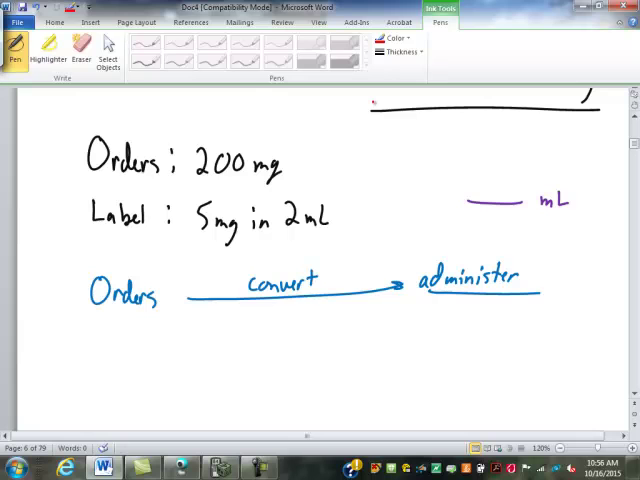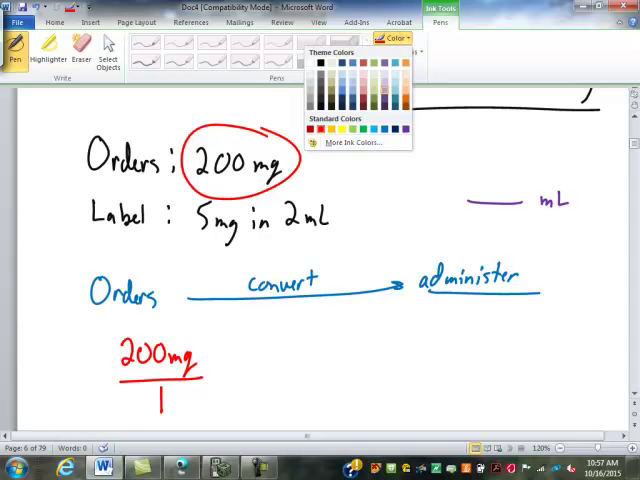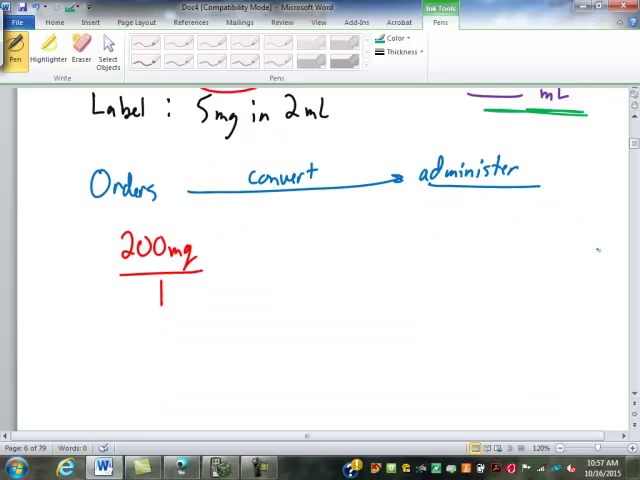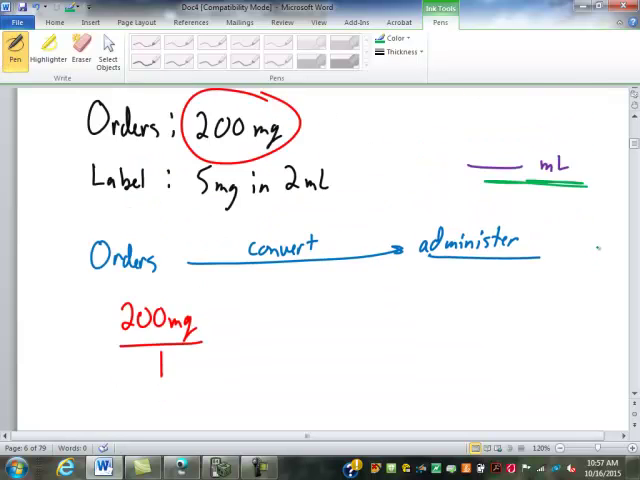Now the doctor's orders may already be a rate or a ratio. If not, we turn them into a ratio or turn them into a fraction by simply putting them over 1. In this case, the doctor's orders is 200 milligrams. We turn that into a fraction by just putting it as 200 milligrams over 1. And now we need to convert milligrams into milliliters because we're going to administer the dosage in milliliters.